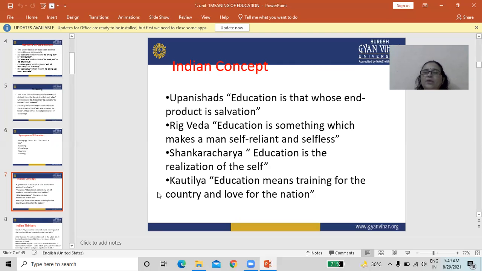First, we will discuss according to Upanishad. Education is that whose end product is salvation. This definition is given by the Upanishad. According to Rig Veda, education is something which makes a man self-reliant and selfless.